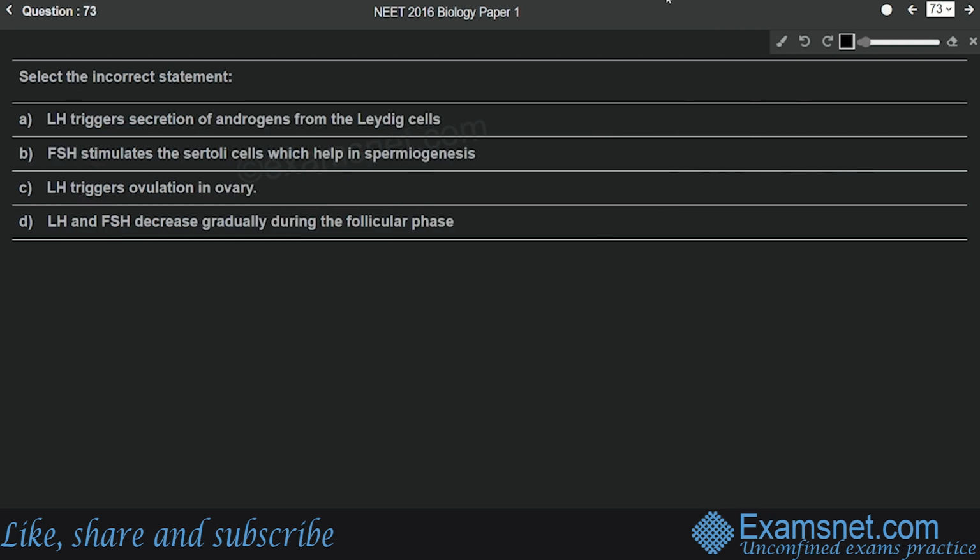Question number 73 is from the chapter Human Reproduction, and the question is, select the incorrect statement. The first statement says LH triggers secretion of androgens from the Leydig cells. So LH means luteinizing hormone, and it is a correct statement that they act on the Leydig cells and stimulate the secretion of androgens, that is the male sex hormones. Okay, androgens are male sex hormones and the principal androgen is testosterone.